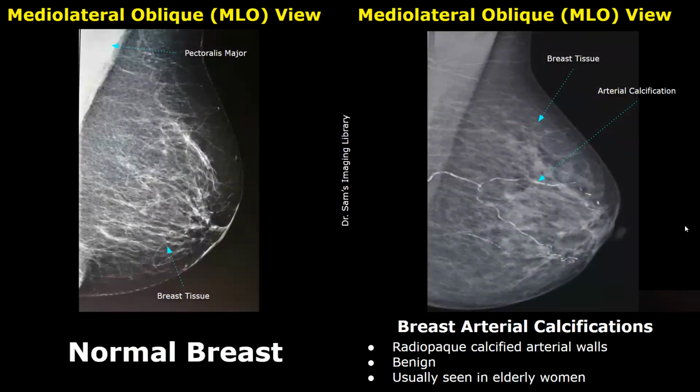These are mediolateral oblique views. In elderly women, you may find arterial calcifications on mammography. They will appear as bright, radio-opaque calcified arterial walls. These linear structures are the calcified arterial walls. These are benign findings.